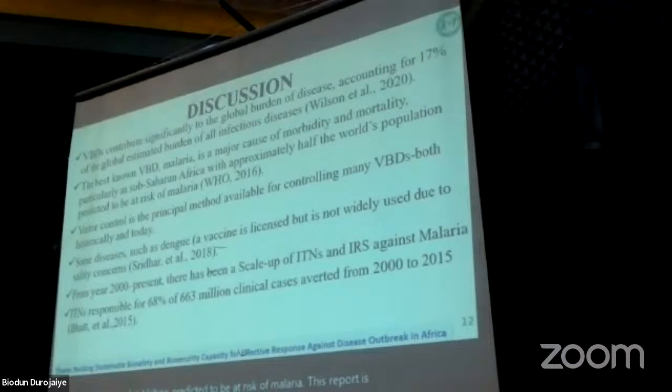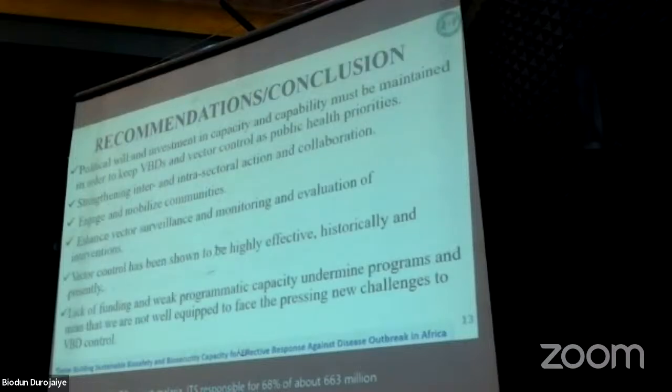Vector control is the principal method available for controlling many VBDs, both historically and today. For some diseases such as dengue, a vaccine is licensed, but is not widely used due to safety concerns. And then from the year 2000 to the present, insecticide-treated bed nets and IRS against malaria, with ITNs responsible for 68% of about 663 million clinical cases averted from 2000 to 2015. This report is by Bhatt and colleagues in 2015.